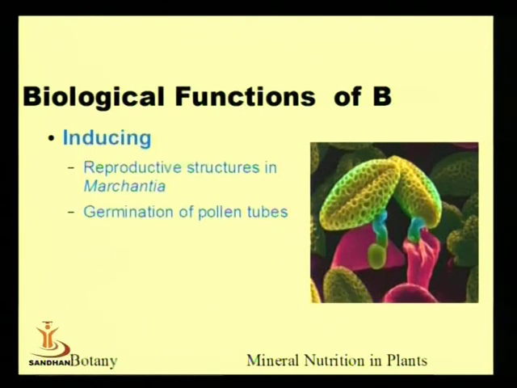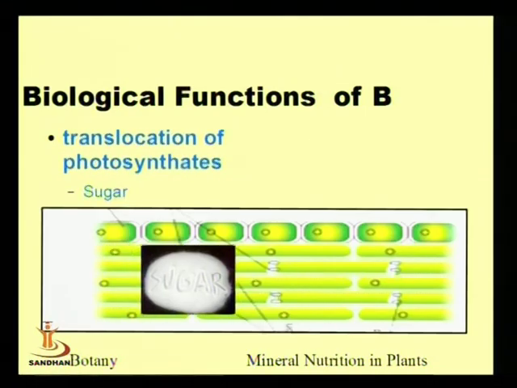Their biological function is it helps in the growth of reproductive structures in bryophytes like Marchantia, and it is very essential for germination of the pollen tube. When you do the experiment of pollen tube germination, we add a pinch of boron, and that pinch of boron is added because it is essential for pollen tube germination. Without that, it will not germinate.